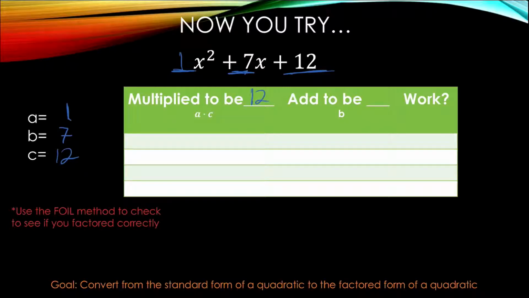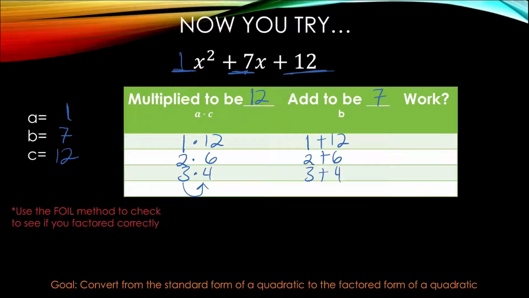So that's 12. Now I'm going to say, all right, it's going to be 1 times 12, 2 times 6, 3 times 4. We bring that back around, 4, 6, and 12. Okay, so we're good. Now I want to add to be 7. So we get 1 plus 12, 2 plus 6, and 3 plus 4.